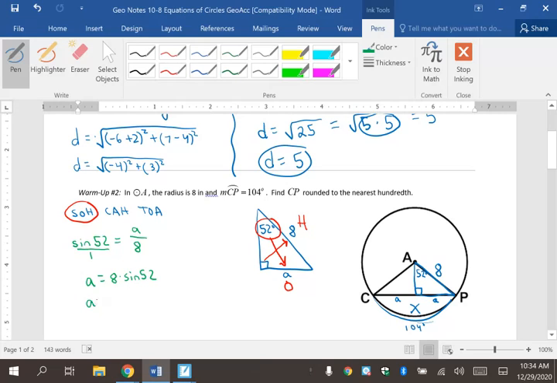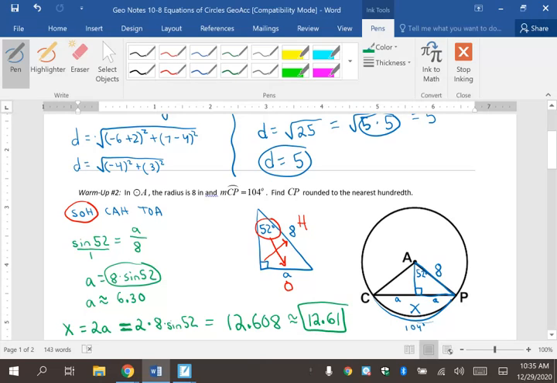We want to round to the nearest hundredth, so go ahead and put that in your calculator. We have 8 times sine 52, enter, and we get 6.30. And then we are going to multiply it by 2. So we have x is a plus a, or 2a. So that is approximately equal to 2 times 6.30. But why don't we have it exactly 2 times the original value for a, 8 times sine of 52. So we'll put that all in our calculator. Put in your calculator 2 times 8 times sine 52, enter, and we get 12.608. Rounded to the nearest hundredth would be 12.61. And that would be inches.